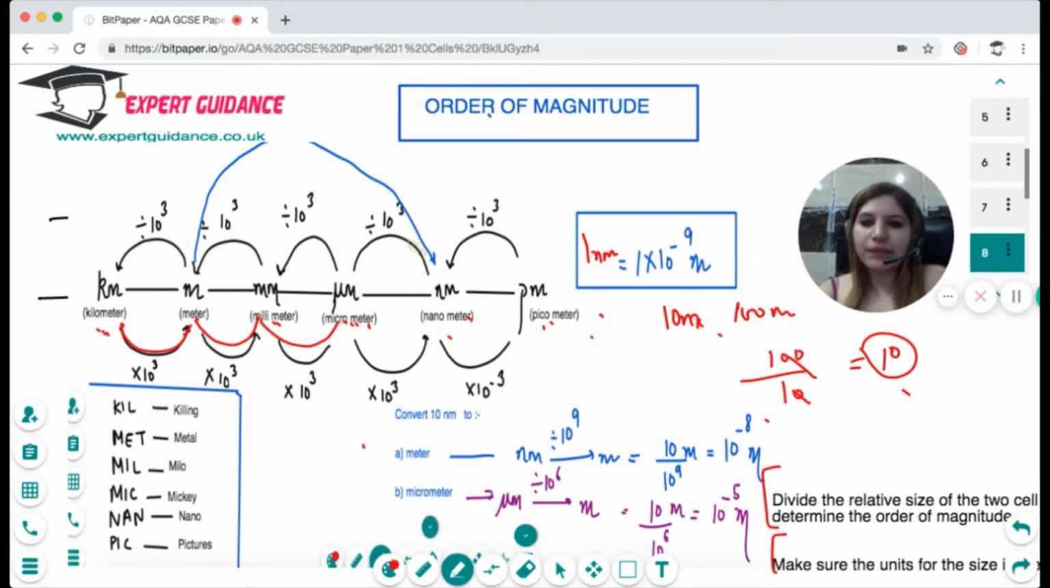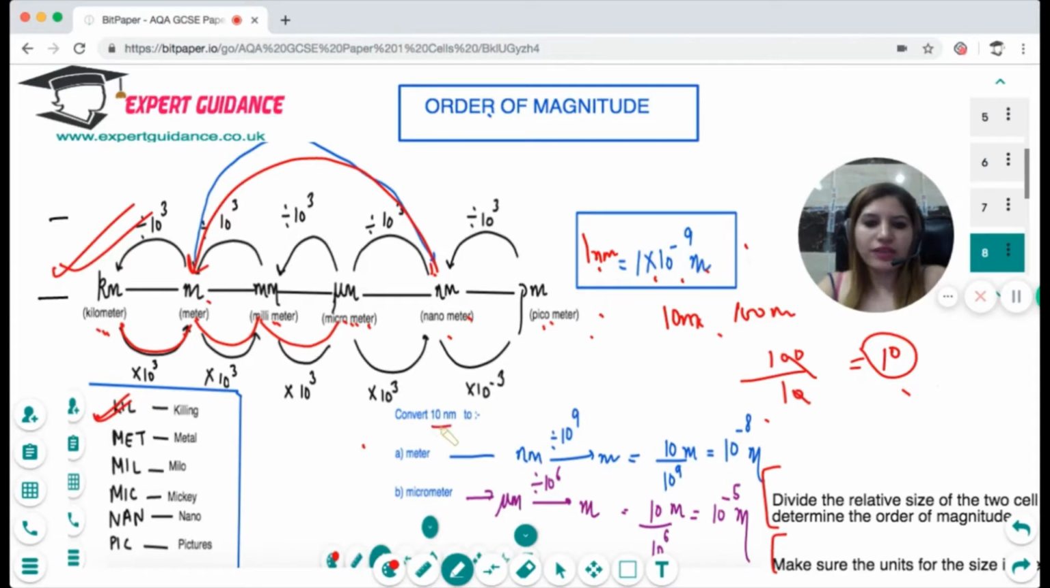So for example, if you need to convert nanometer into meter, you're going from here to here. So you will divide it by 10 to the power 9. So 1 nanometer is 1 times 10 to the power minus 9 meters. You can remember this table, and this is a mnemonic to remember it.